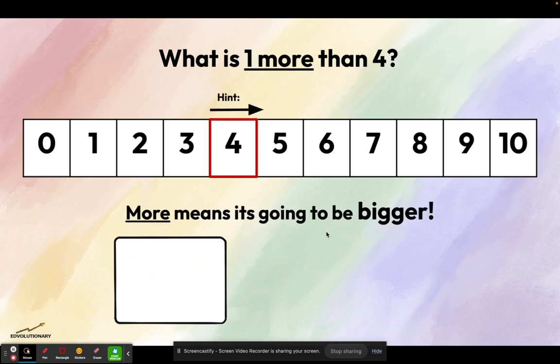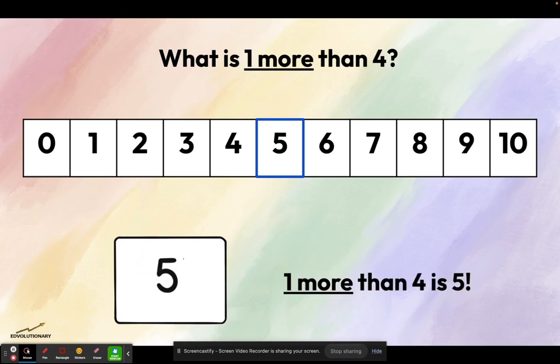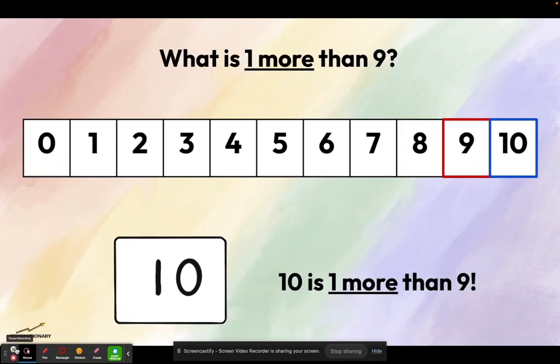More means it's going to be bigger. And hint, we want to push them to think about going up the number line, at least for this first one. So think about it. What's 1 more than 4? Have them write it. Show the number. 5. Did you put 5? And check it. 1 more than 4 is 5. And it follows the same format for that one because we're not doing dots. We're having them think of a number line instead of the quantity. So since they're thinking about it in a different way, we just don't have any other scaffolds to remove.